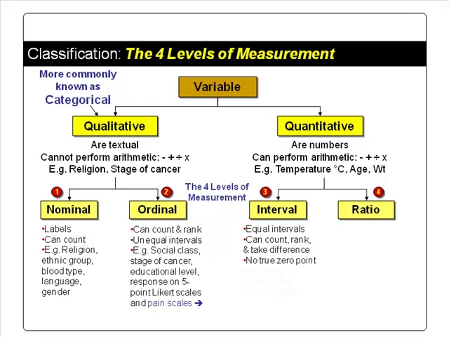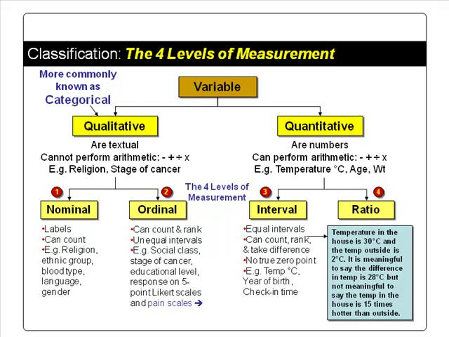This can be done because, unlike an ordinal variable, the intervals are of equal magnitude. For example, temperature in Celsius is an interval variable. The difference between 100 degrees and 90 degrees Celsius is 10 degrees Celsius. This difference of 10 degrees Celsius is of the same magnitude as the difference between 30 degrees and 20 degrees Celsius. However, for an interval variable, it is not meaningful to take a ratio.